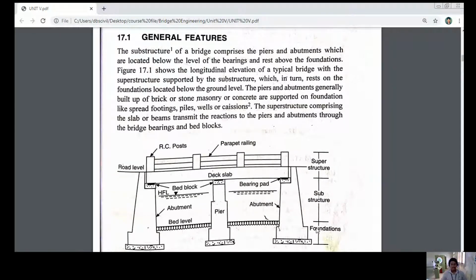Foundation is at the ground level. Next coming to substructure, next coming to superstructure. The piers and abutments are generally built up of brick or stone masonry or concrete, and are supported on foundations like spread footings, piles, as well as caissons.